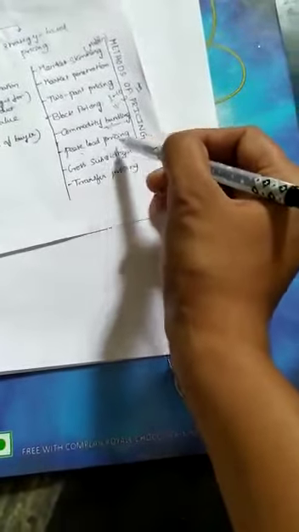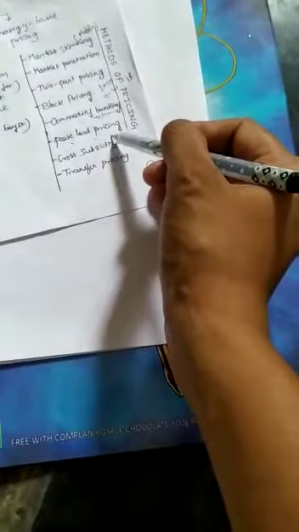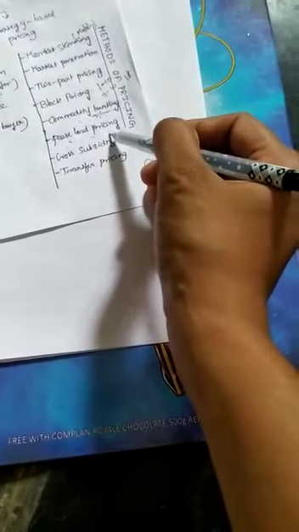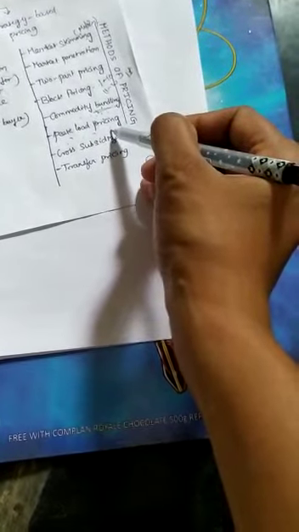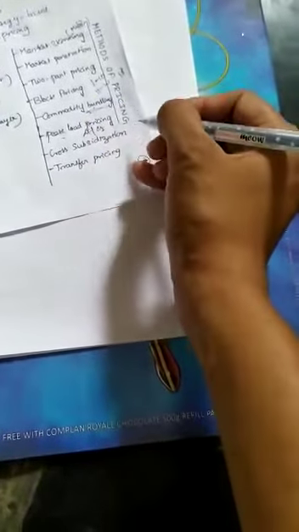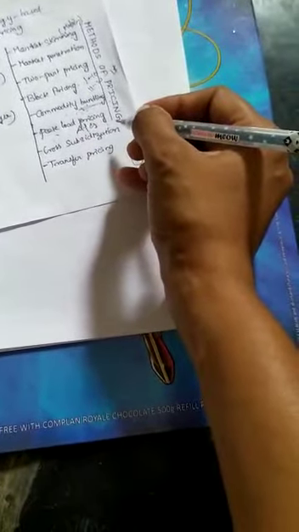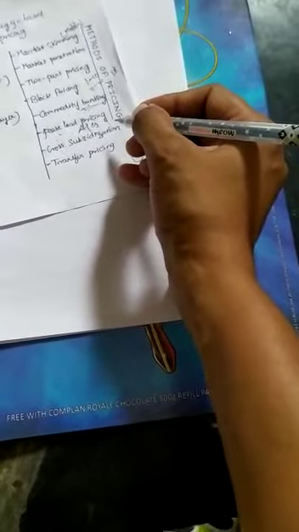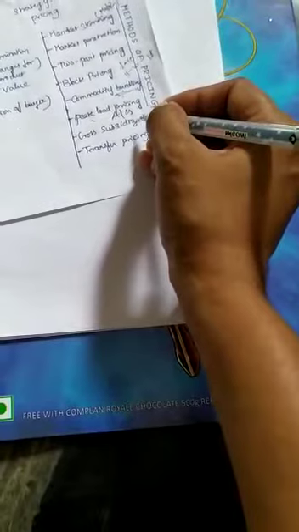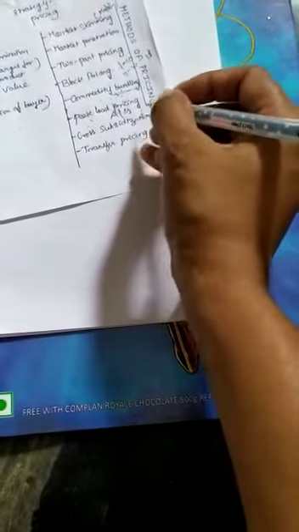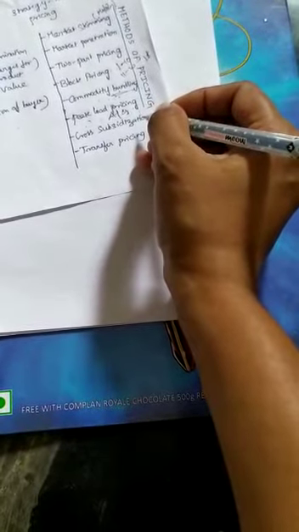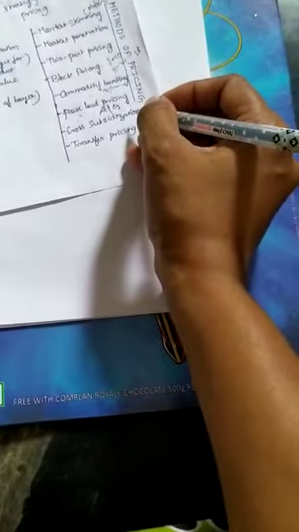Next, peak load pricing. When the demand is high, prices are also charged at peaks. For example, during summer, ACs have high demand. The prices are also charged high by the marketers. And in movie theaters also, when top heroes' movies are released, they are charged high prices.